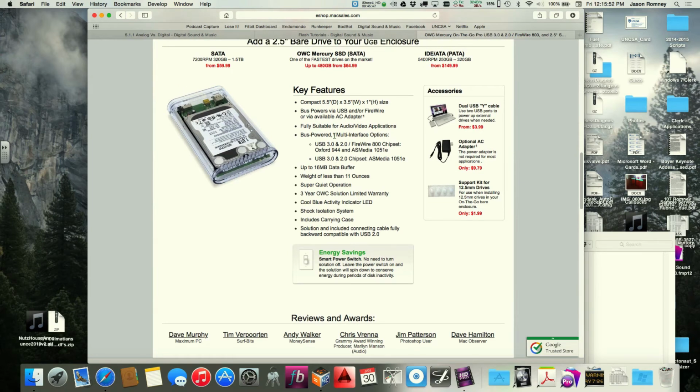Let's see. Here we go. So Oxford 944 chipset for the FireWire. So you got to go to the place that makes it. Apple's going to sell you the drive, but they didn't make that drive. LaCie made that drive, and Apple's reselling it. So who made it? Go talk to that person. They'll tell you. Seagate, Western Digital.